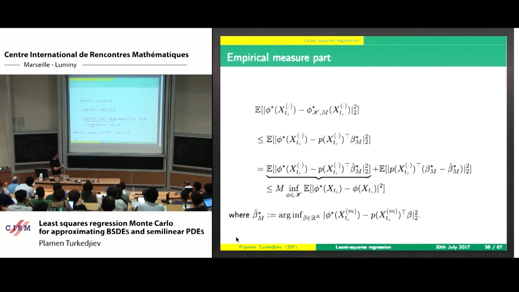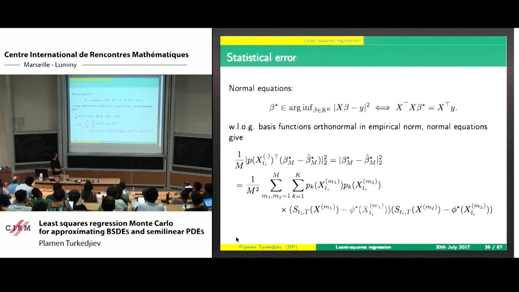It's the second term that's going to give us a little bit of trouble and that we need to deal with. Least squares has this very nice property that you can represent its solution explicitly through what are called the normal equations. The minimizer beta star of this least squares problem, x beta minus y, can be expressed as x transposed x times beta star equal to x transposed y. We'll come back to the normal equations in the second part of the talk.